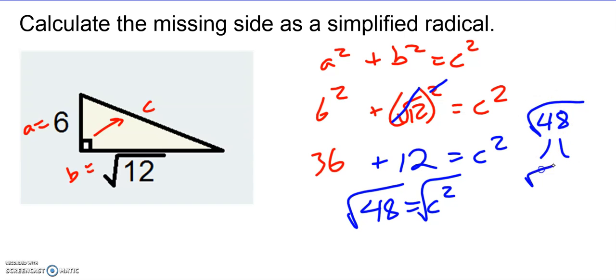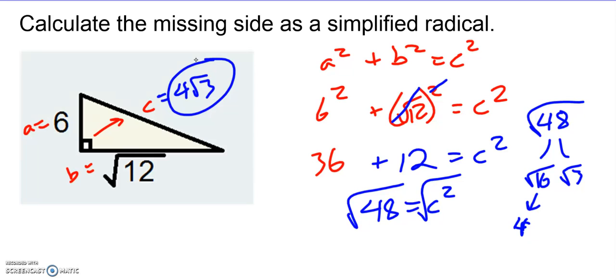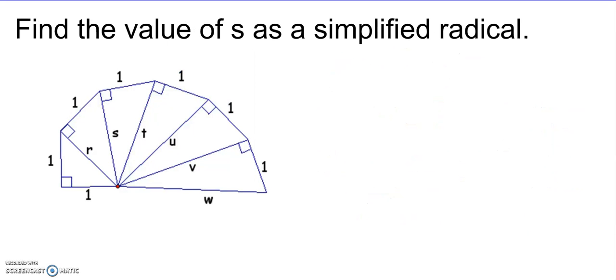Saving time, I will do 16 and 3, because 16 times 3 is 48. I know the square root of 16 is 4. So 4 square root 3 is how many units long that hypotenuse would be. All right, one more example utilizing this same method.